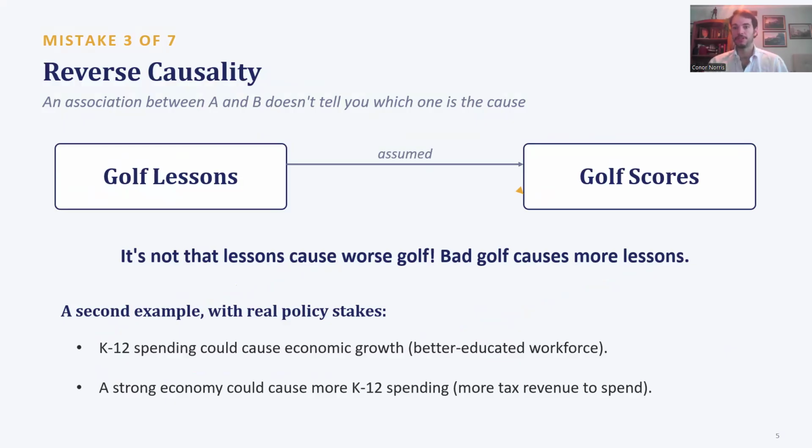The same ambiguity shows up in serious policy questions. So, for instance, states that spend more on K-12 education tend to have stronger economic growth. But does education spending cause growth, or does a strong economy simply give states more money to spend on schools? Often the answer is both at once, tangled together.